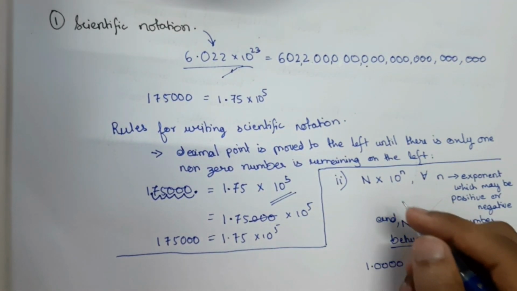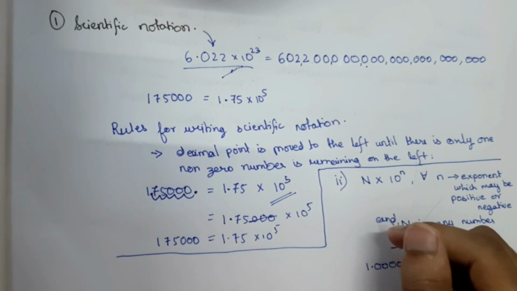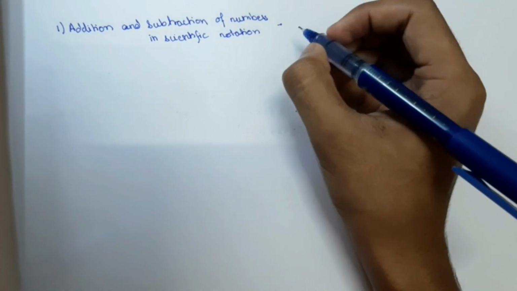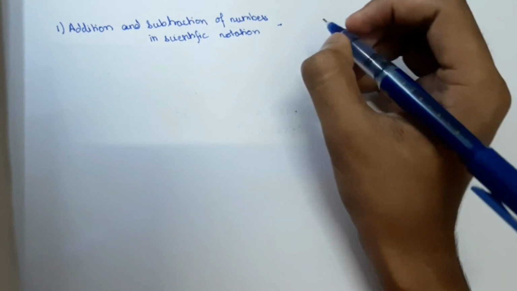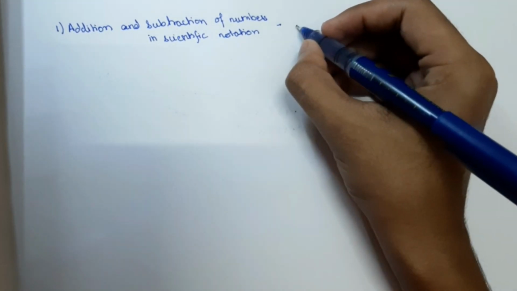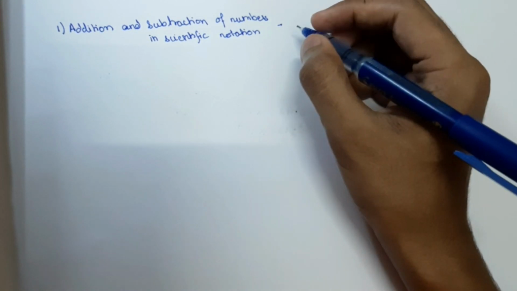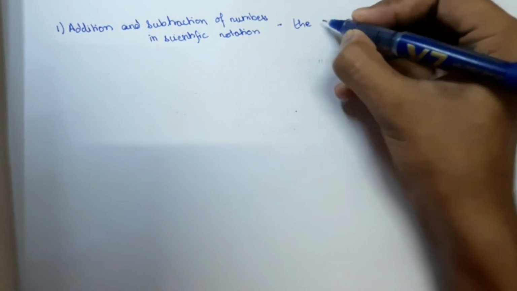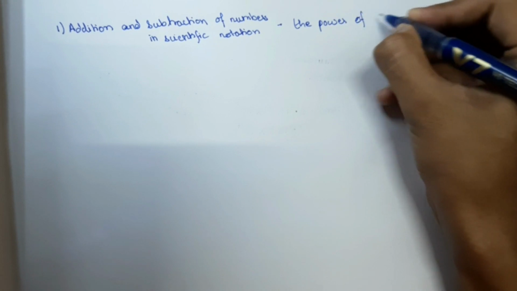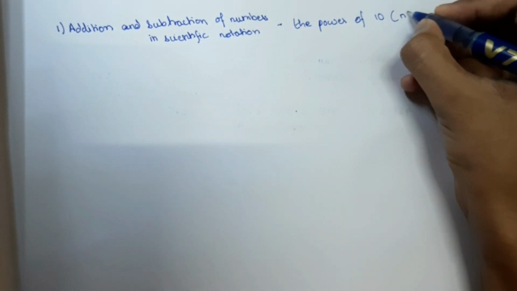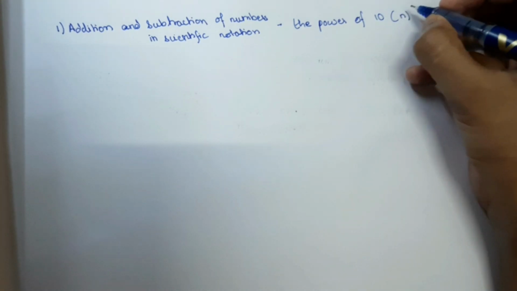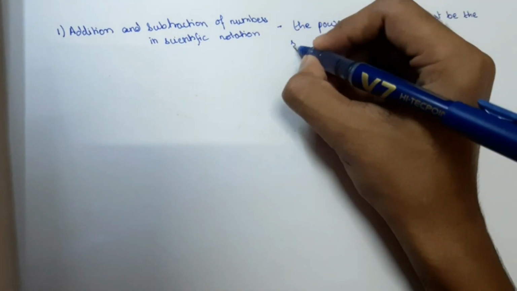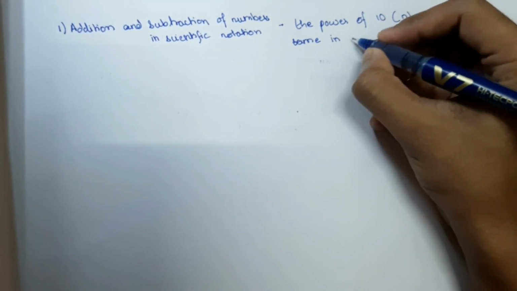Now let's move on to the algebra of scientific notation. By algebra I mean addition, subtraction, multiplication and division. So let's start with the addition and subtraction of numbers in scientific notation. The basic rule to add or subtract numbers in scientific notation is that the power of 10, i.e. the small letter n in the general formula, must be the same in both the numbers.